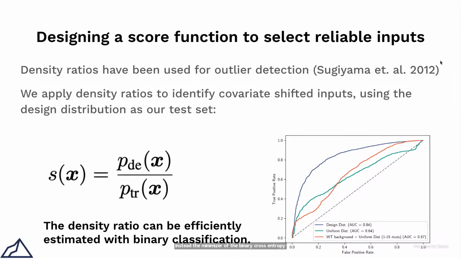So procedurally, this is so simple. You can try it at home. The idea is you take samples from the design distribution and you assign a positive label to those samples. Then you take samples from the training distribution and you assign a negative label to those. Then you just train a binary classifier to separate those two things. And the outputted probability score is exactly equal to this density ratio.